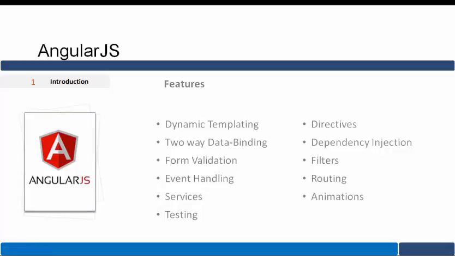Features. In comparison to some other available JavaScript libraries or frameworks, AngularJS is giving us more benefits to build a web application. The main features of AngularJS are dynamic templating, directives, two-way data binding, dependency injection, form validation, filters, event handling, routing, services, animations, and testing. These features are very important to understand the exact benefits of using AngularJS in our web applications. And I will explain all these features in the next video. So for now, don't worry about these points. Okay?